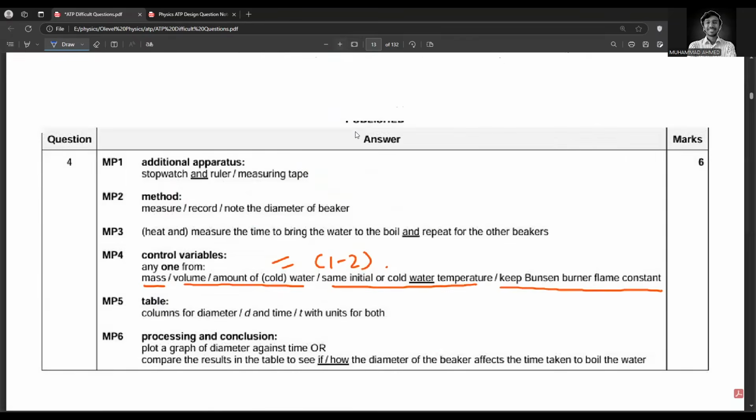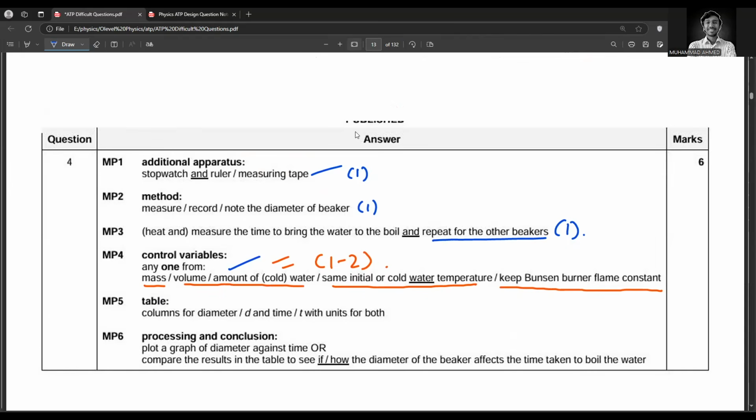So you need a stopwatch, you need a ruler. We have written this, 1 mark secured. We will record the diameter of the beaker using the vernier caliper or a meter rule or a measuring tape. Measure the time taken to bring the water to its boiling point. Yes, we have done that using a stopwatch, and repeat the experiment for other beakers. Simple as that. What are your control variables? Mass and volume of the water.